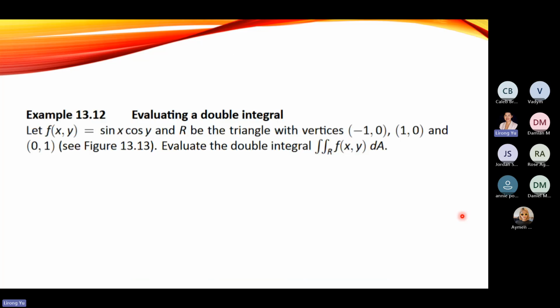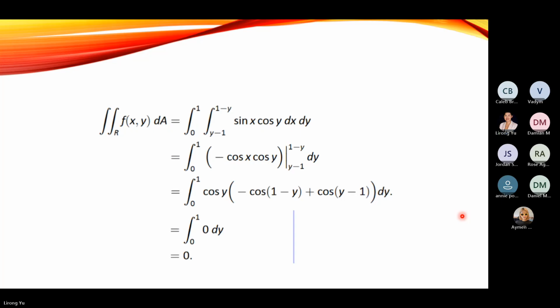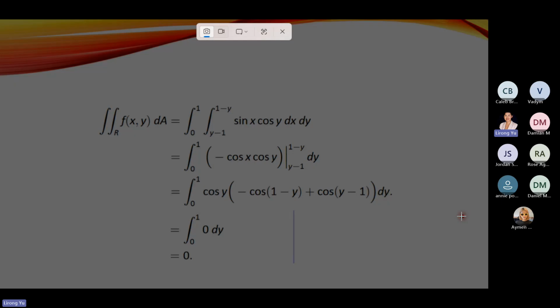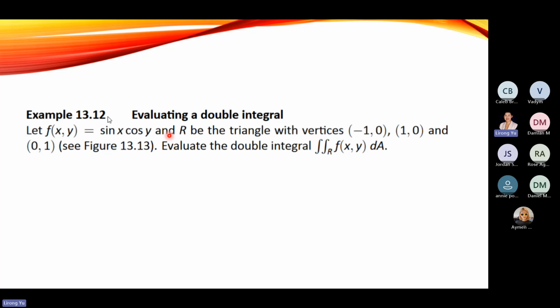For example, here we have f of x, y equal to sin x cosine y. The integration region is a triangular region formed by the points -1, 0, and 1, 0, so they're on opposite sides of the origin on the x-axis, and 0, 1. So it's going to be an isosceles triangle. Evaluate the double integral of f over R dA. In this one, I put all the calculation here, but maybe we can do it without looking at the solution. Let's try to do it ourselves.